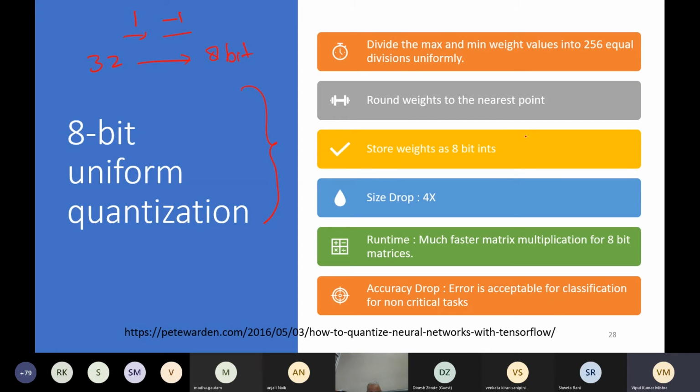With that, your storage will drop by 4x. Runtime multiplication is much faster because now you are not multiplying 32-bit values, you are multiplying 8-bit values. And accuracy is dropped, but the model is still acceptable in non-critical tasks. Let's say you are making some fun game or something, then this will be really helpful for you.